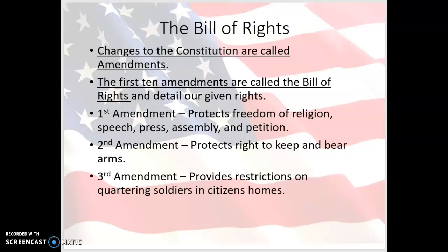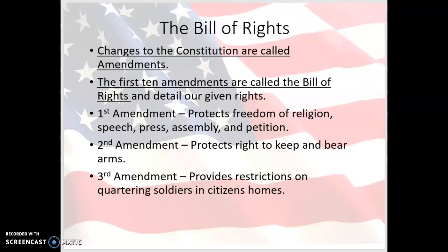Now, at the end of our Constitution, we have what is called the Bill of Rights. And these are the first 10 amendments, or changes, that were made to the Constitution. When the Constitution was first drafted, our Founding Fathers realized that we didn't have any specific things in there about the rights of our citizens. So the first 10 changes they made guaranteed rights to the people.